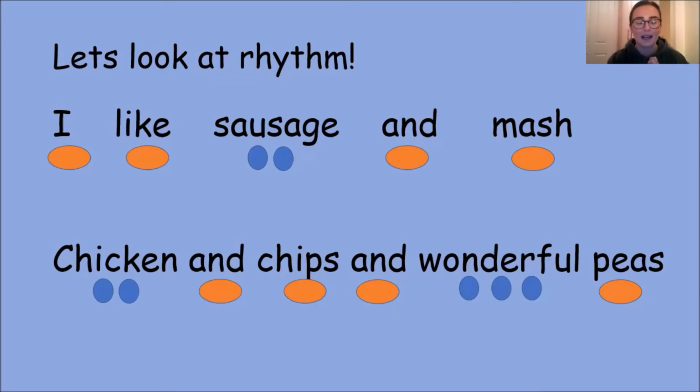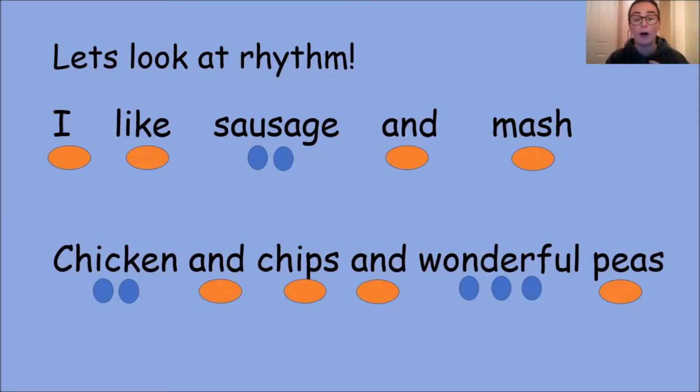Let's see if we can do that together. 1, 2, 3, 4. Chicken and chips and wonderful peas. Super. What I want you to do now is pause the video and see if you can have a go at these rhythms on your own. Maybe not saying the words. If you've got quite good at saying out loud the sentence with the rhythm, then maybe try and take out the talking and see if you can just look at those rhythms and just clap.